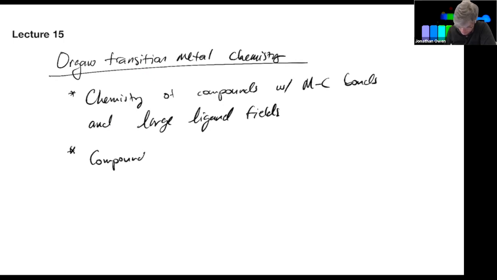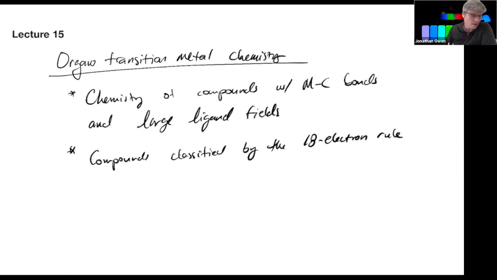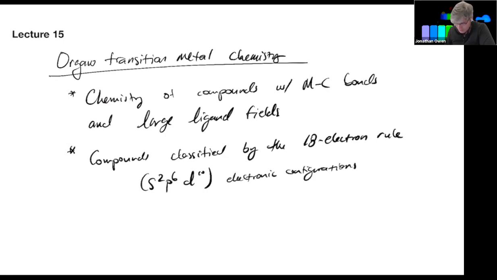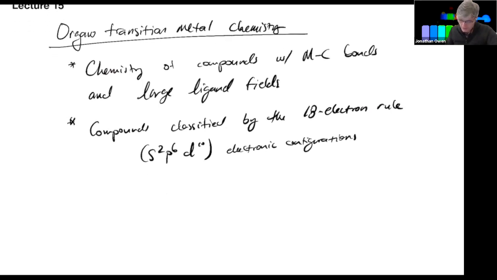You're used to the octet rule. And we're going to do the 18 electron rule. And it comes from s2p6d10 electronic configurations. So transition metals have those valence orbitals available to them, and it happens to be the case that they often have 18 electrons in their valence shells. Now, I should say that many compounds violate this rule.